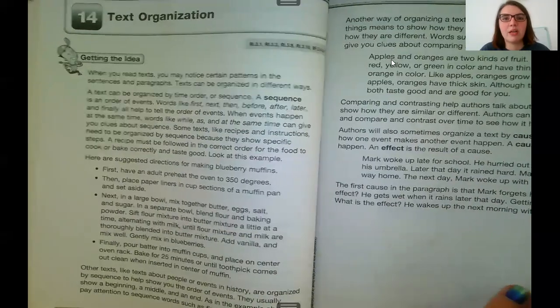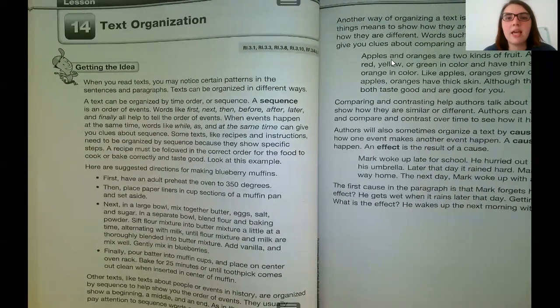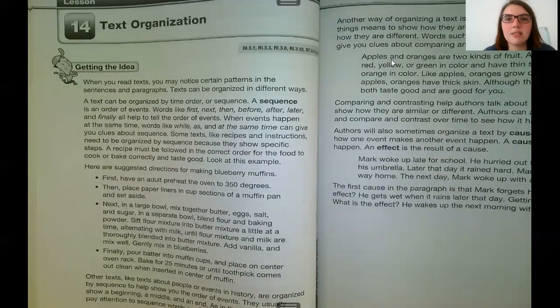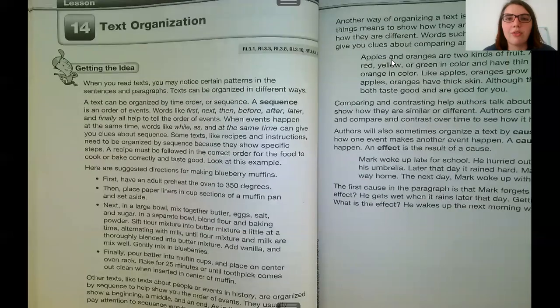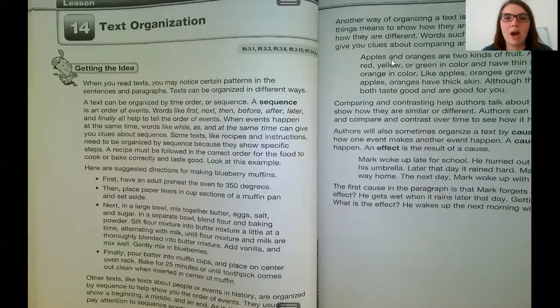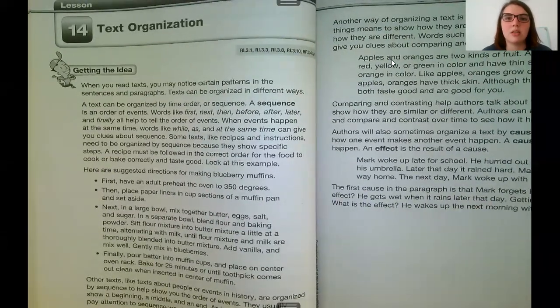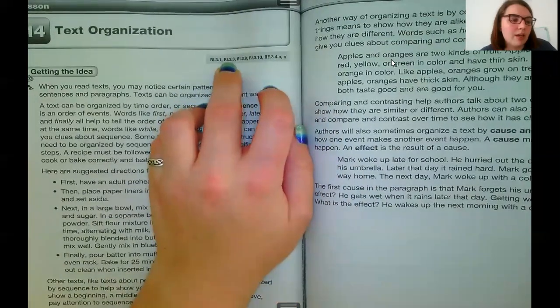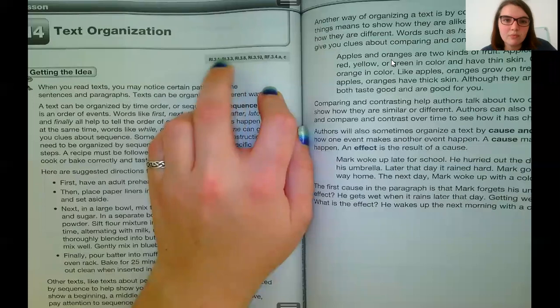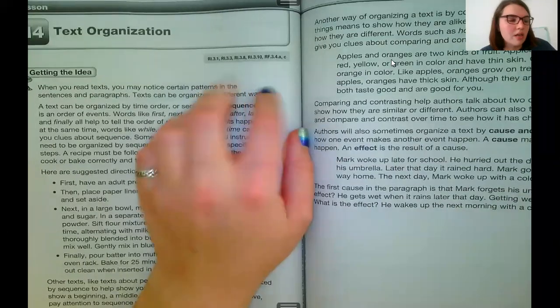All right, this week we're going to be learning about text structures and the way that texts are organized in nonfiction to help us better understand what the author is trying to teach us and why they use certain organizations to convey information. So this is for the standard RI.3.3 and RI.3.8. Both of these are text structure standards.